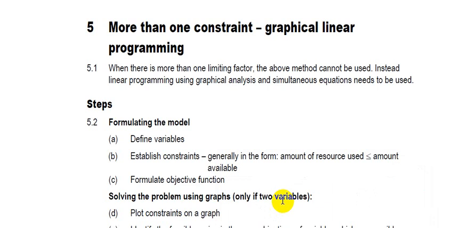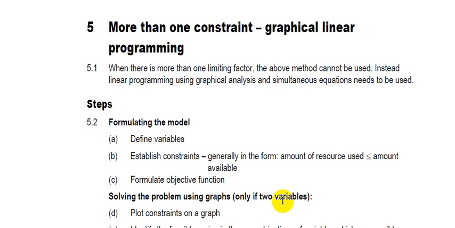So we continue with our lecture on limiting factor. This time we are looking at a situation where you've got more than one constraint. We've been looking at where you've got one constraint. With one constraint, you rank your products and allocate your limited resources according to contribution per limiting factor.